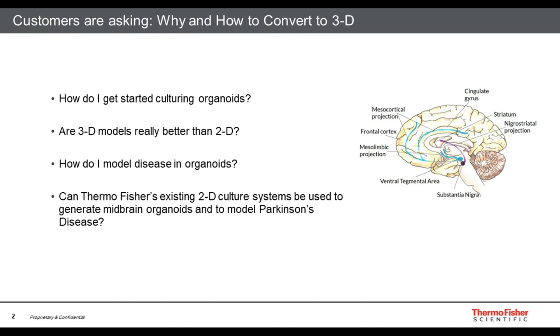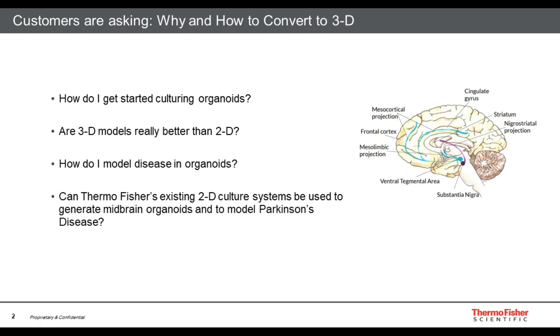As you're probably aware, Parkinson's disease is a progressive neurodegenerative disease in which a specific type of neuron, the A9 dopaminergic neuron of the substantia nigra, is lost in large numbers, while other neurons are largely spared.